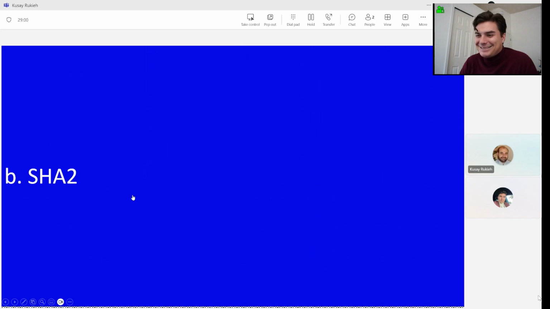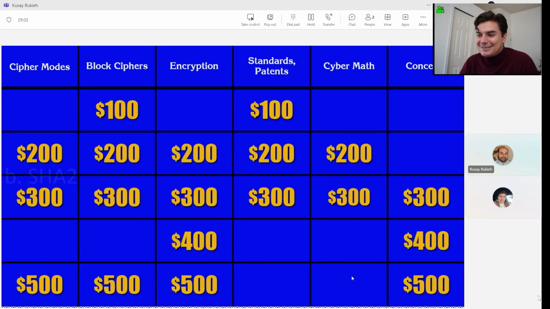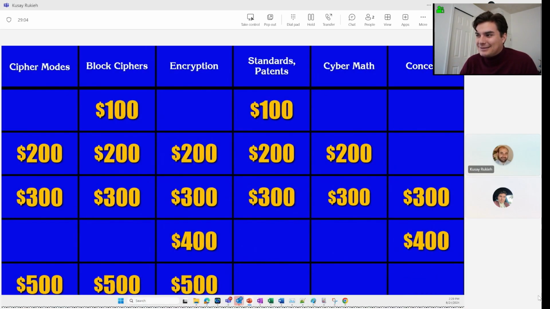Remember, SHA-1 is what? 160 bits. Only one size. SHA-2 has many flavors. And SHA-3 has many flavors and extra flavors.